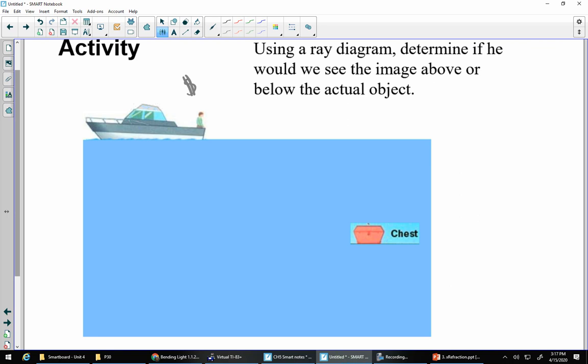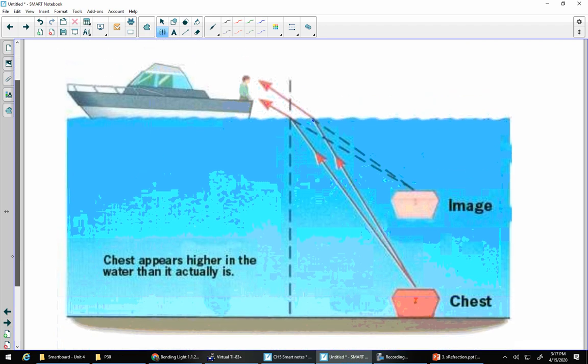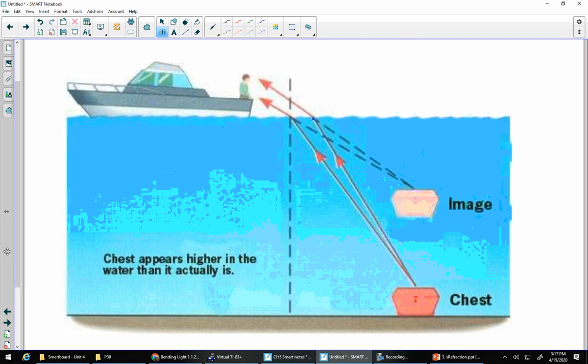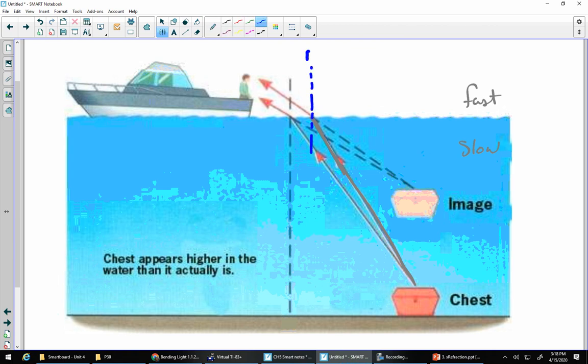Could we explain why? So the treasure chest is obviously on the bottom of the ocean or the bottom of the lake or whatever it is. So it's down here, and the treasure chest is giving off these light rays. I'm just going to trace one of them that's going like this. That light ray is now going from an optically more dense to an optically less dense material, or in other words, from a slow to a fast material. And we know that it's going to bend away from the normal line. So if I draw a normal line right here, it's going to bend away from that normal line, and it's going to look like this.